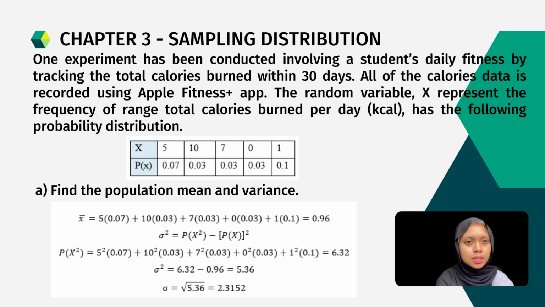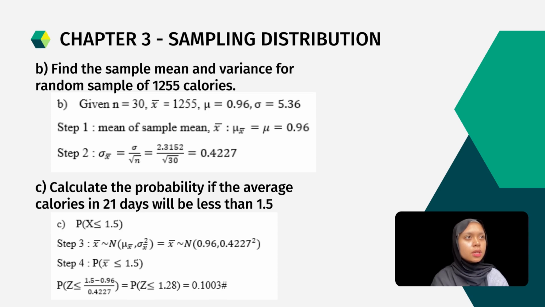The first question is to find population's mean and variance. The answer of the population's mean is 0.96. The answer of variance is 5.36. And the standard deviation is 2.3152. The second question is to find the sample mean and the variance for random samples of 1255 calories. The first step is the mean of the sample means is equal to 0.96. The second step is standard deviation of the sample means is 0.4227.